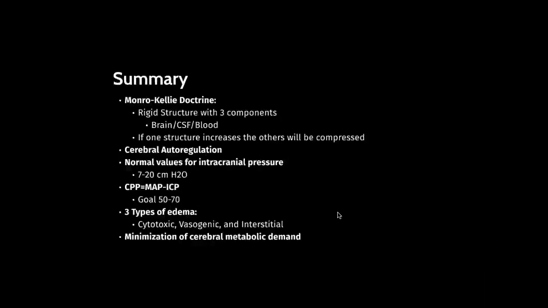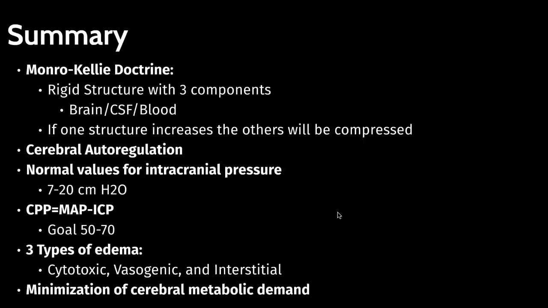All right, so let's just review everything that we've talked about. We've talked about the Monro-Kellie doctrine. The skull is a rigid structure with three components of brain, CSF, and blood, and if one structure increases, the others will be compressed. We talked about cerebral autoregulation and how in a normal patient, the range is typically from 50 to 160, and this can shift to the right during chronic hypertension.